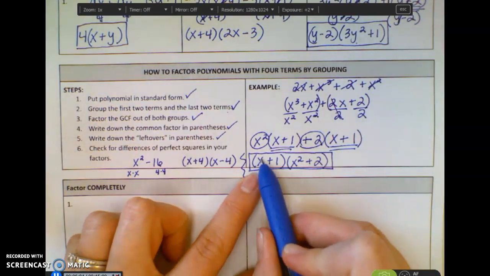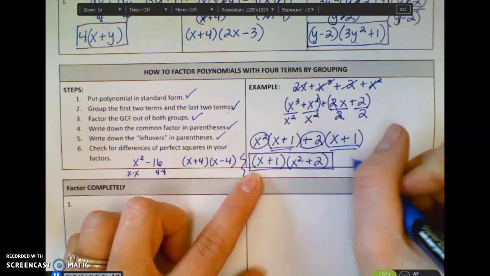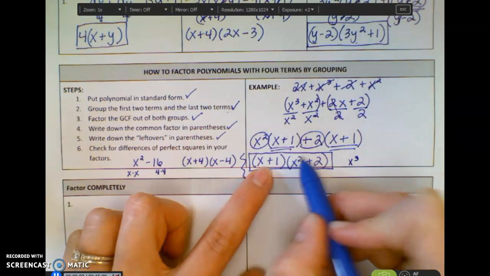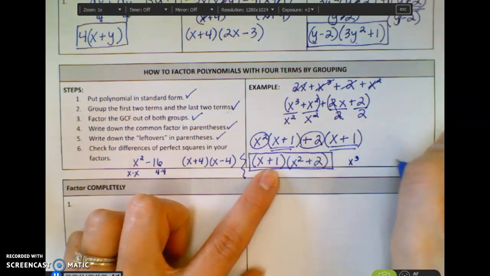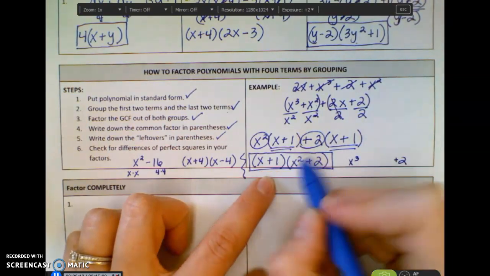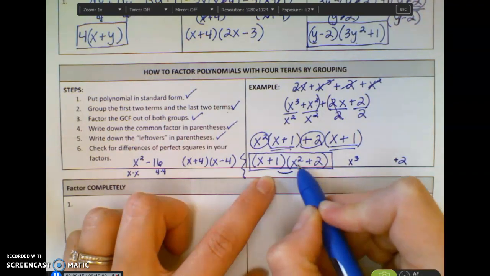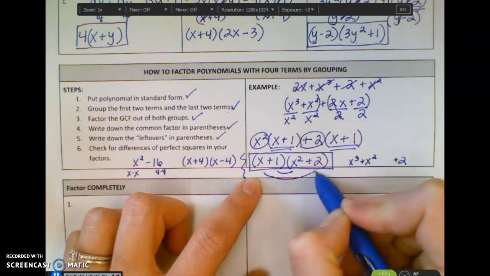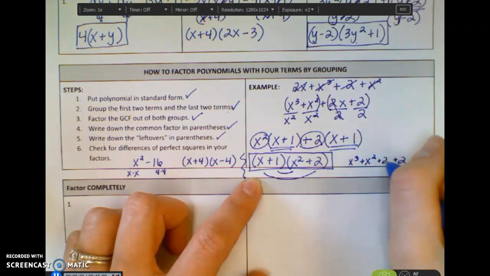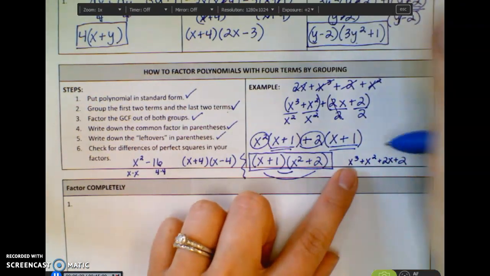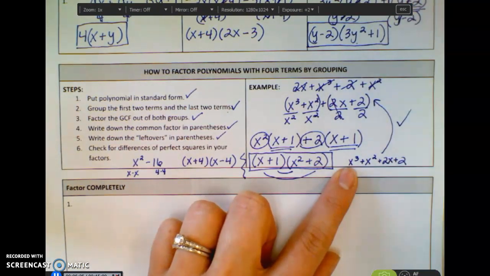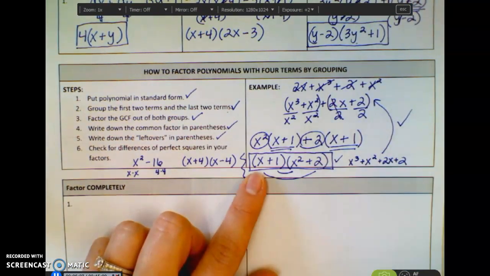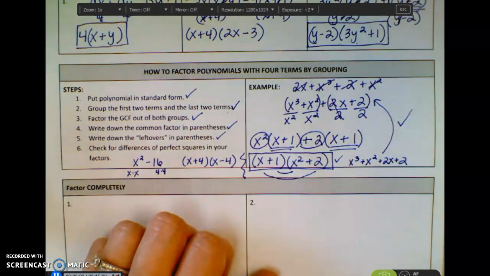So I'm going to have x times x squared will give me x cubed. Then 1 times 2 will give me a positive 2. The inner product, 1 times x squared, will give me x squared. And the outer product, 2 times x, will give me 2x. Is this the problem we started with? Yes, it is. So our answer is correct. Always check your work.